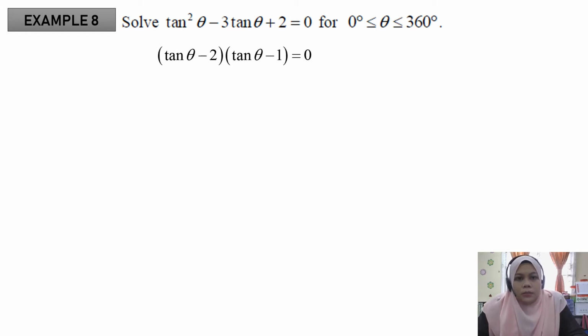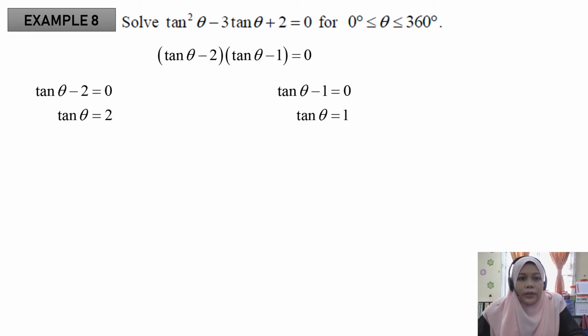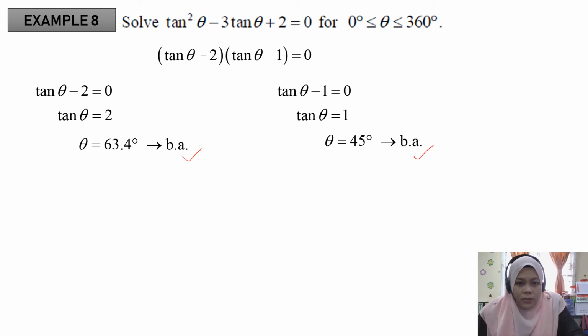Tangent theta minus 2 and tangent theta minus 1. So we have to solve tangent theta equals 2 and tangent theta equals 1. So these are the two things that we need to solve. And then the next thing we are going to do is finding the basic angle. So here is the basic angle for the first solution. This is the basic angle for the second solution. Writing the basic angle is very important because this will give you the marks for finding the basic angle.